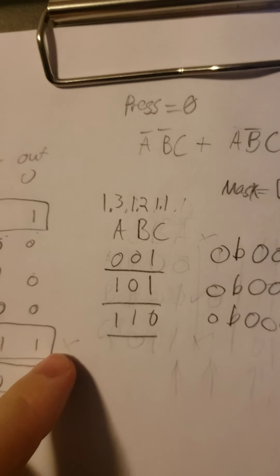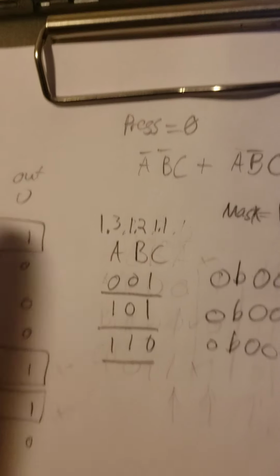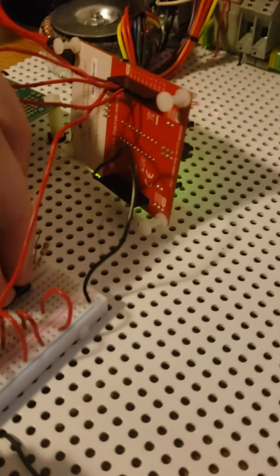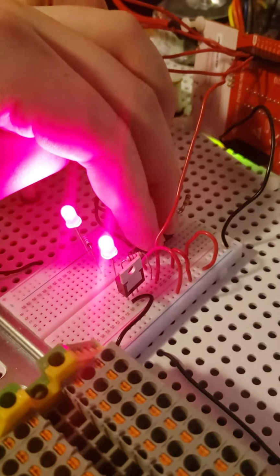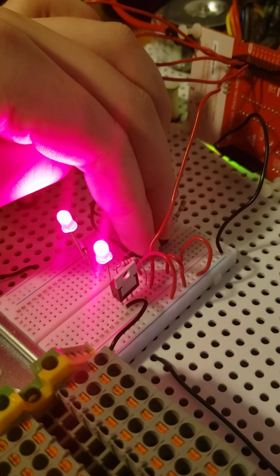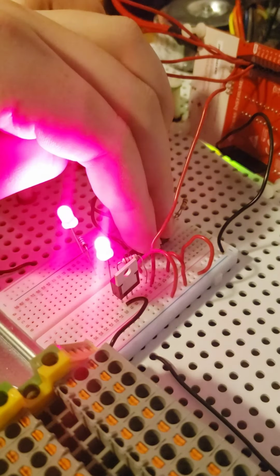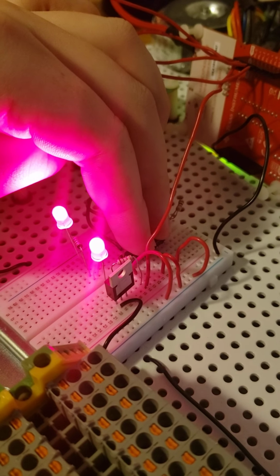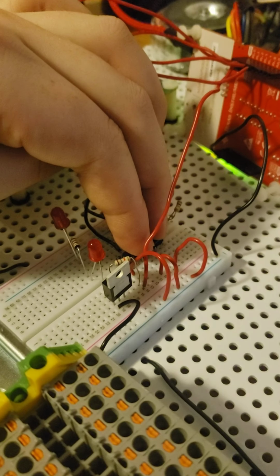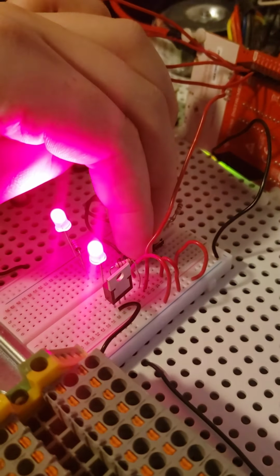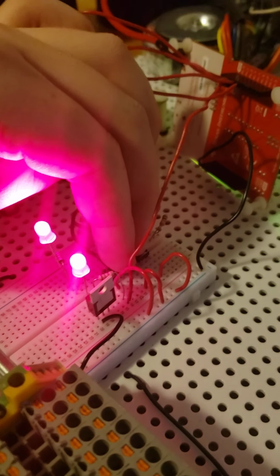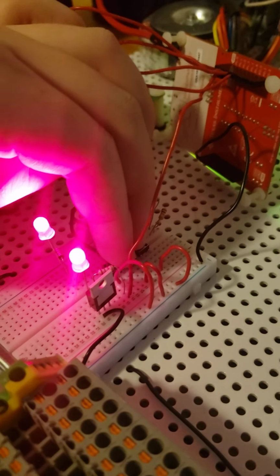I was following the ones, like I said earlier, but now I'm following the zeros. So that should mean if I press A and B, I also get a high output. A and B is high. Or sorry, I send these two inputs low and I get a high output. That's what I meant to say.